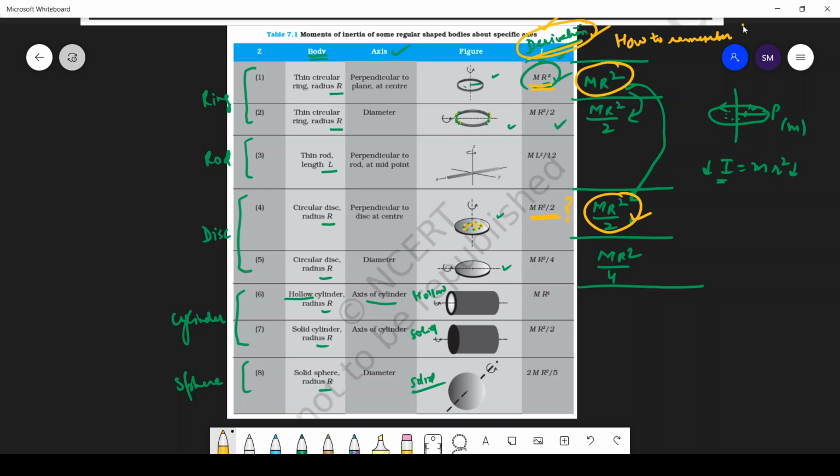How to learn them. I'm not telling you how to derive them. That derivation I have told you earlier using the calculus method, and then using the parallel and perpendicular axis theorems, we can derive these formulas. So we have already done the derivation of these formulas. I'm not taking the derivation here. I'm just telling you, you have this table given with you. You need to remember this table. This is so simple. Just focus on this part.